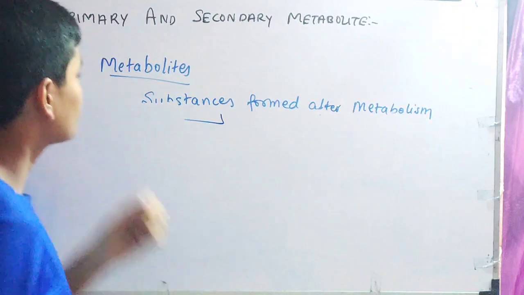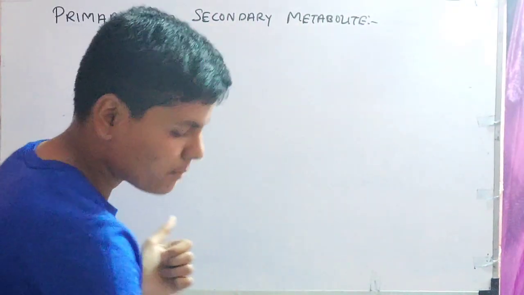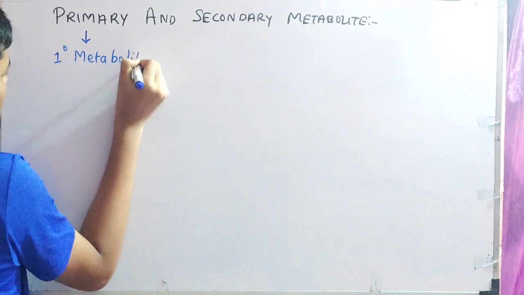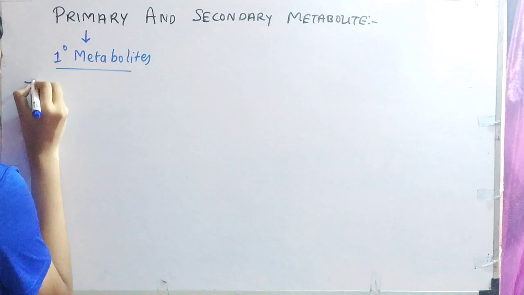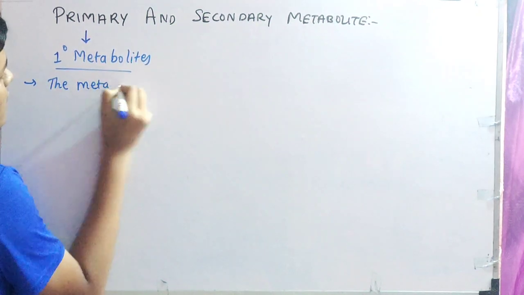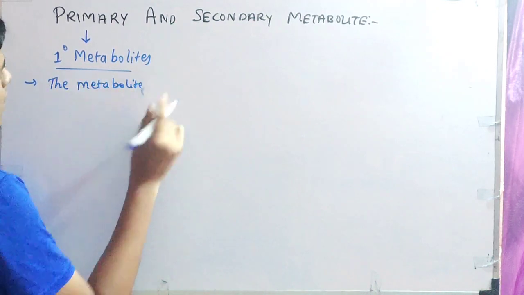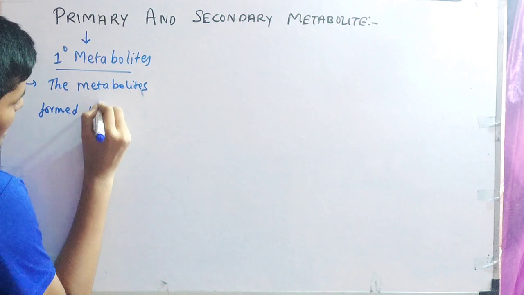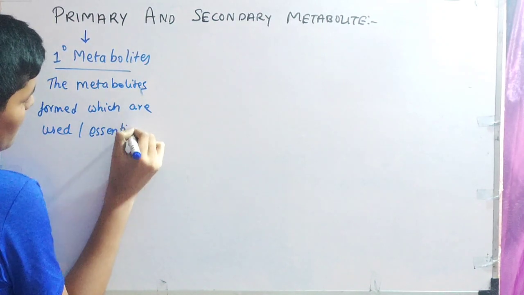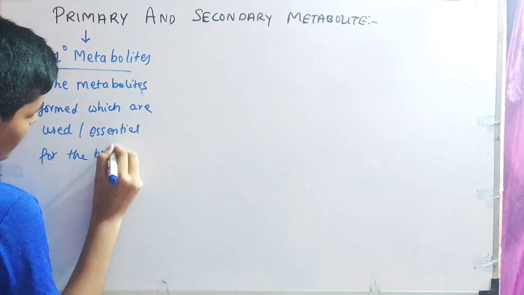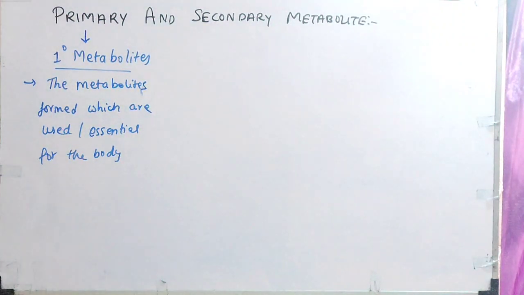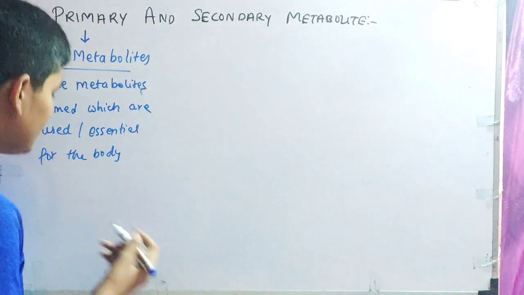Let me write it down separately. Primary metabolites are also known as 1 degree metabolites. 1 degree means primary. Primary metabolites are the metabolites formed which are used or are essential for the body. The metabolites which are used or are essential for the body are known as primary metabolites. So for example, we have hemoglobin.